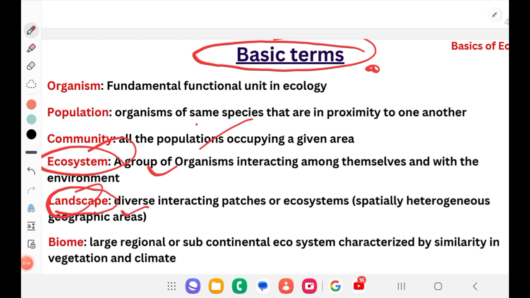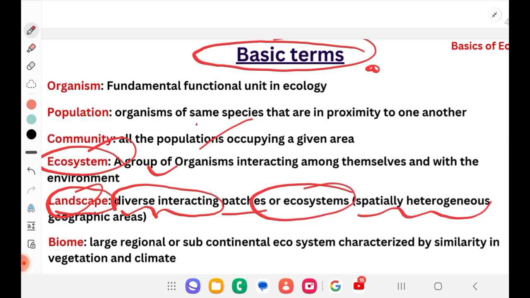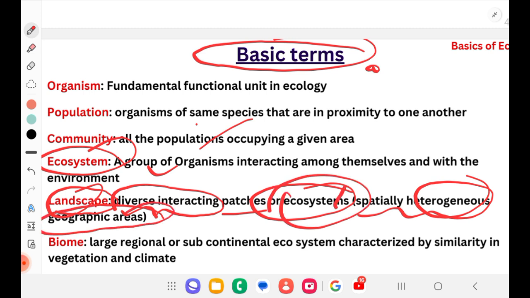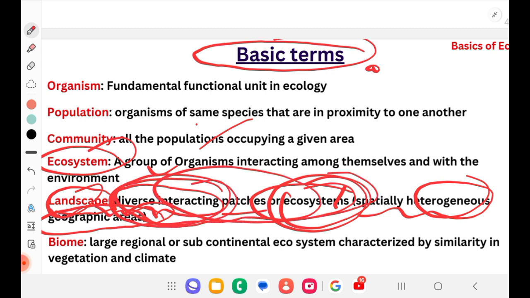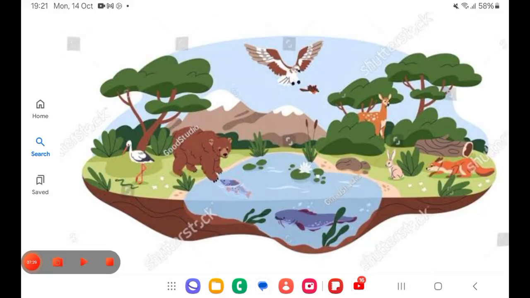So it is a diverse interacting patches or ecosystems, spatially heterogeneous geographic areas. It's like a combination of different ecosystems which are diversely interacting. These diversely interacting patches or ecosystems are said to be landscape. If you see here, we have both aquatic ecosystem and even terrestrial ecosystem. It's a diverse interacting patches called as landscape.